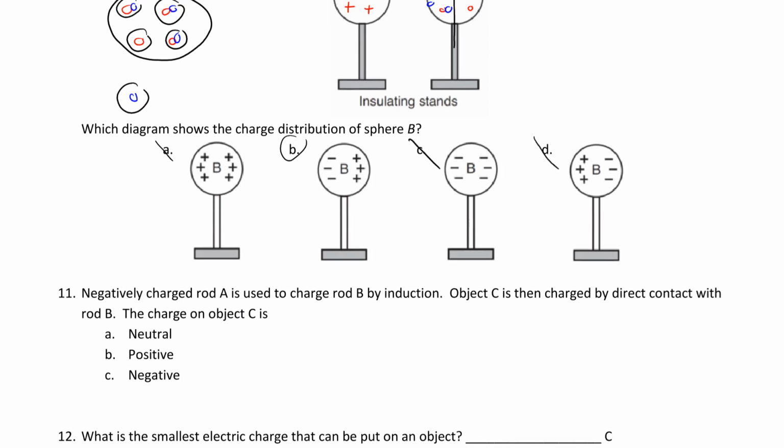Number 11 says a negatively charged rod A is used to charge rod B by induction. All right, so, okay, and then an object C. Better draw a picture here.